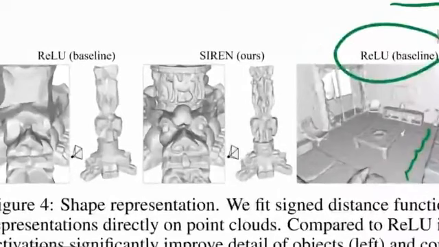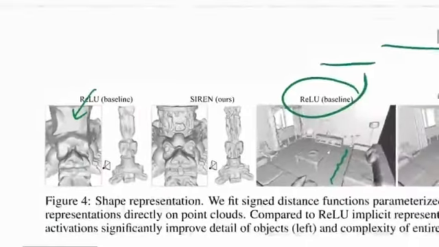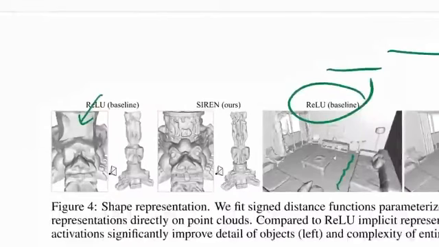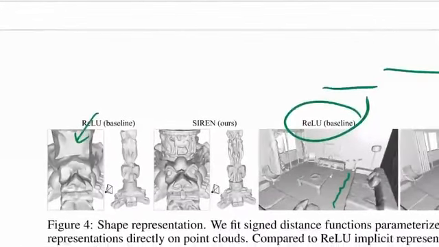And they have another example right here where they fit this shape. Yeah, so you see all the details are preserved way better, where the ReLUs simply kind of flatten over everything and make it wobbly. All right, so I hope this made sense, and we'll go to the last thing right now.